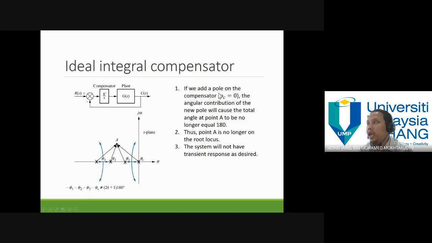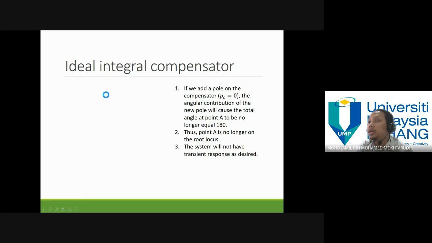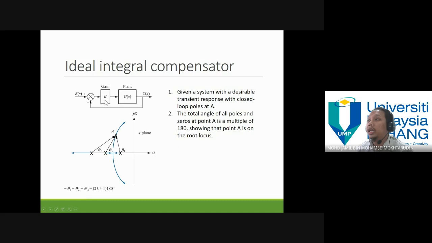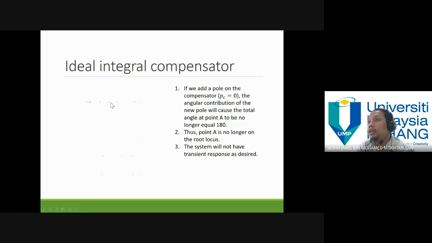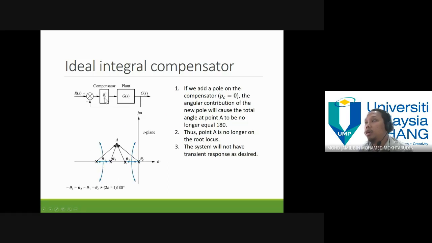Let's say we add a pole in the compensator. Just now the compensator was only a gain. Now we add a pole, A over S, a pole at the origin, so PC equals zero. Pole of the compensator, PC equals zero. So we add S, another pole at the origin, represented by this cross here, with angle theta C.